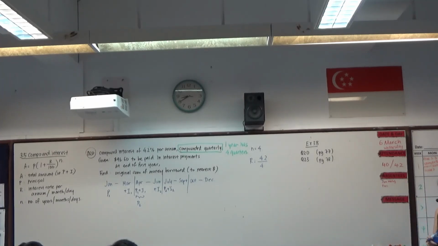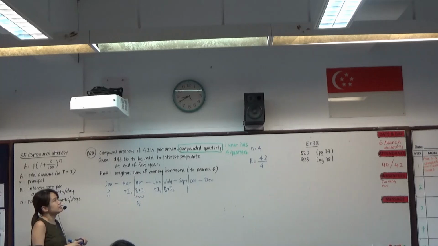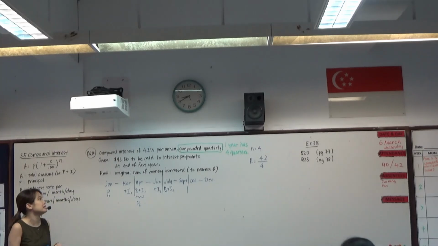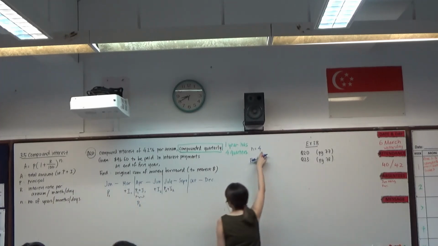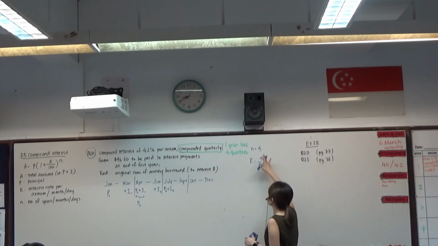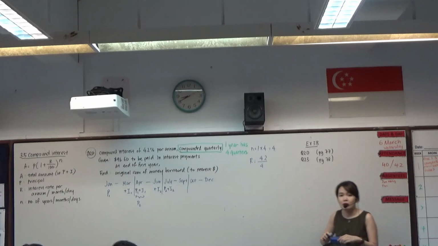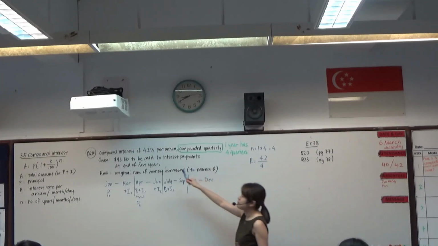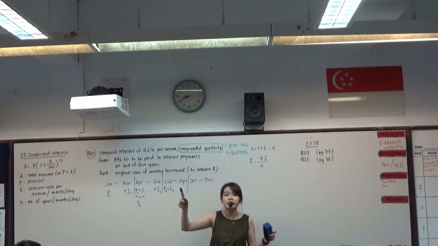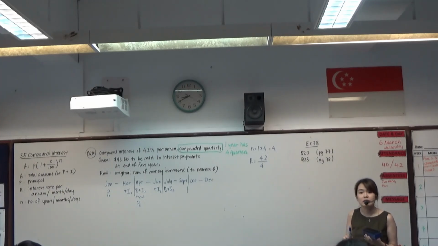Okay? Questions? Alright? Then, it says that $96.60 is to be paid in interest payments at the end of the first year. So, n is actually equal to 4 because we're just looking at the first year itself, 1 year only. So, the 4 is due to 1 times 4. Because we're looking at only 1 year. If they said that it is after 2 years, then it would have been 2 times 4, 8. There will be 8 quarters in total already.